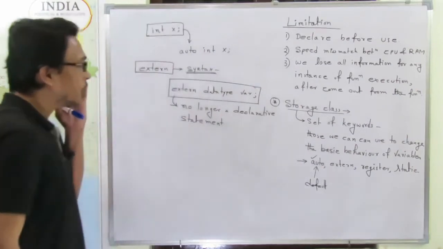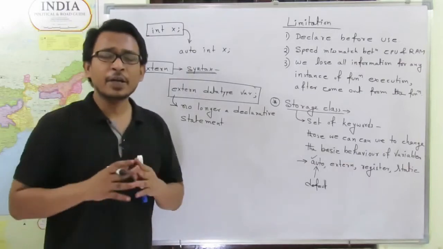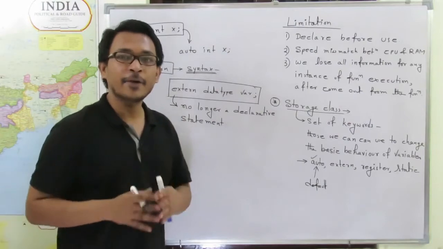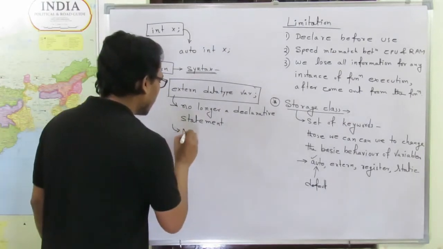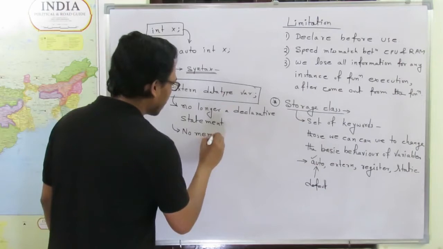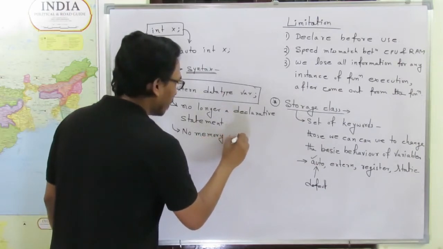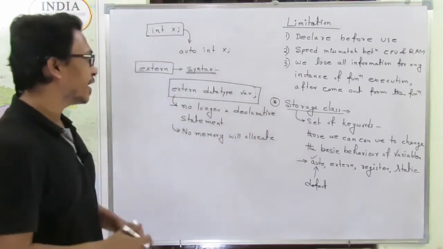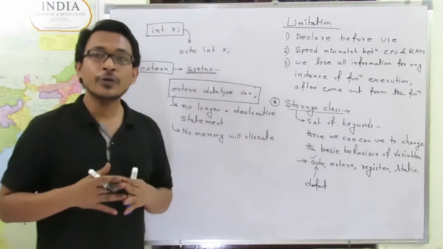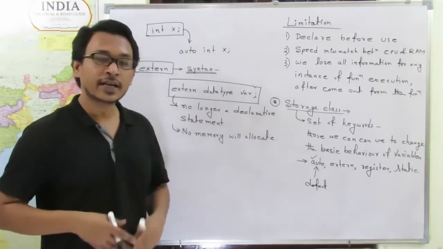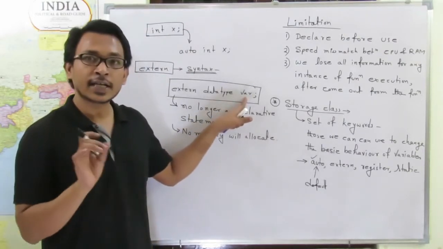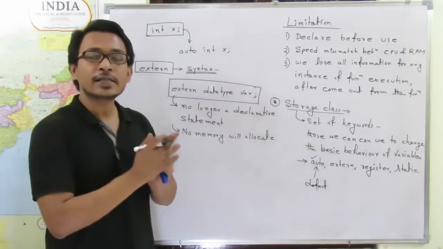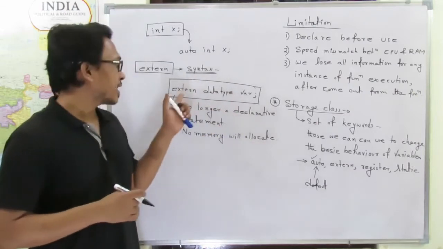Now, what does it mean by no longer a declarative statement? That means memory will not be allocated for such a variable, such an extern type variable. No memory will be allocated for any extern type variable. Now, then how can we store data using this variable, as no memory is allocated for this particular variable? And what is the purpose of use of this extern keyword?